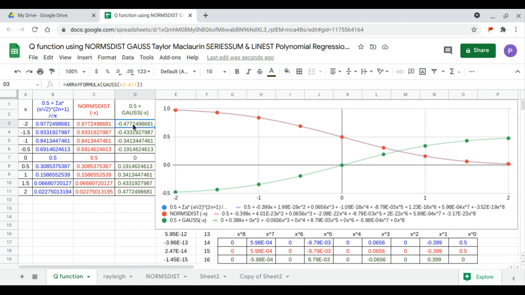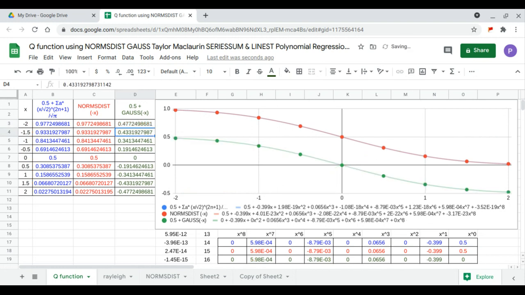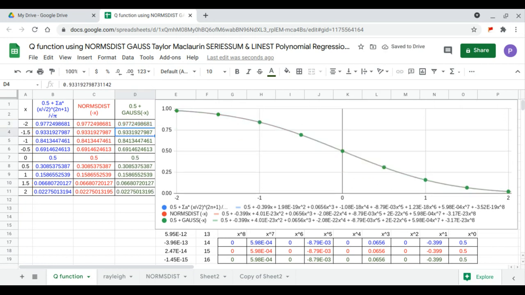Continue with the Gauss function. There's a negative sign here, so there's a negative sign on the x, so that's negative x, and add 0.5, so 0.5 plus the Gauss function. Now the data sets are all the same. The polynomials are also the same. The trend lines are all the same, and the regression coefficients are the same.